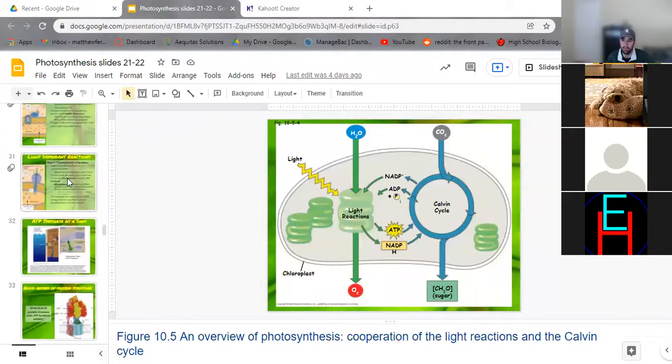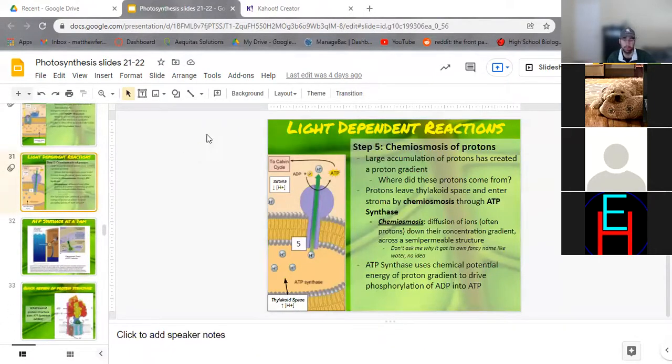Now, Sierra, you asked what happens to the protons? Chemiosmosis happens. No, I asked about the hydrogen, because when you break water, you get... Yeah, you asked about when you break... protons. So hydrogen turns into protons? Hydrogen is proton.